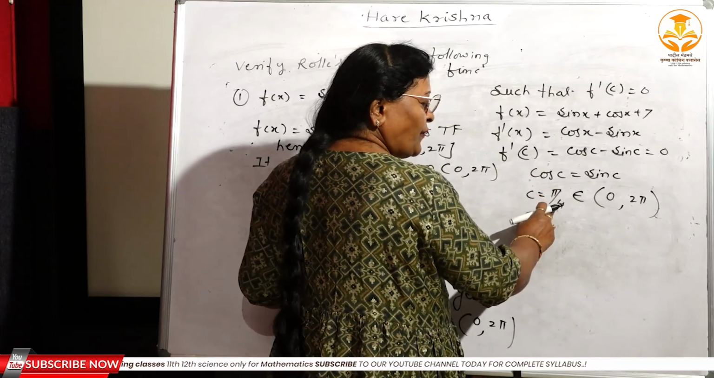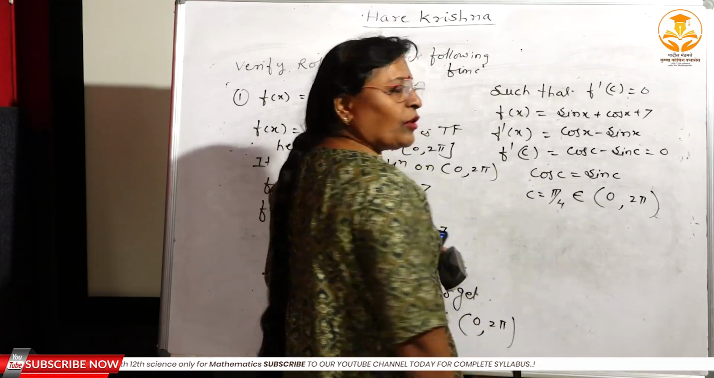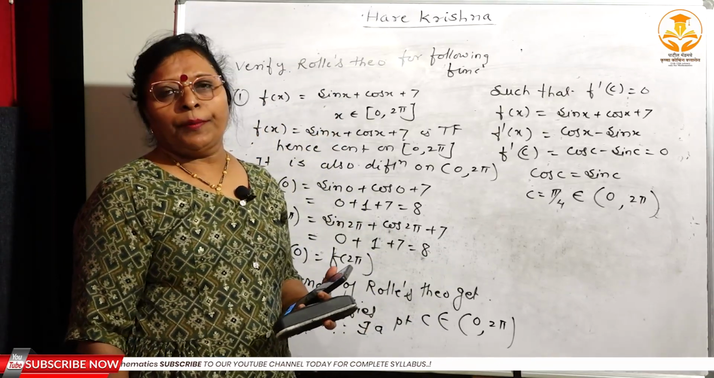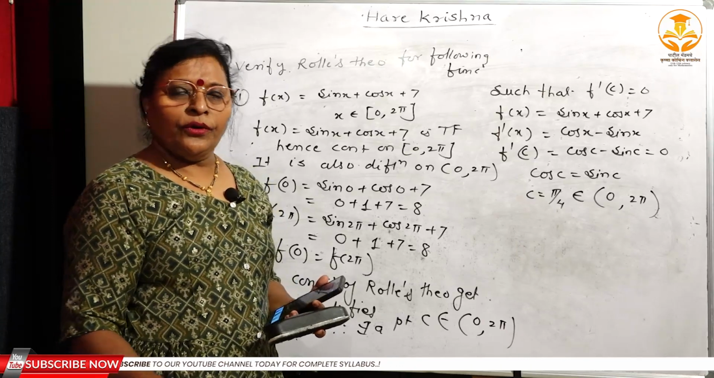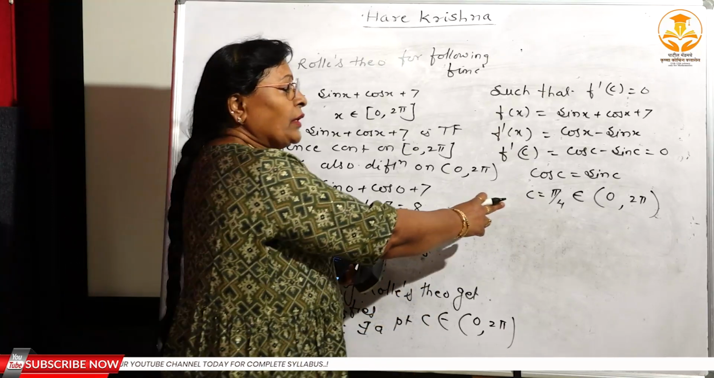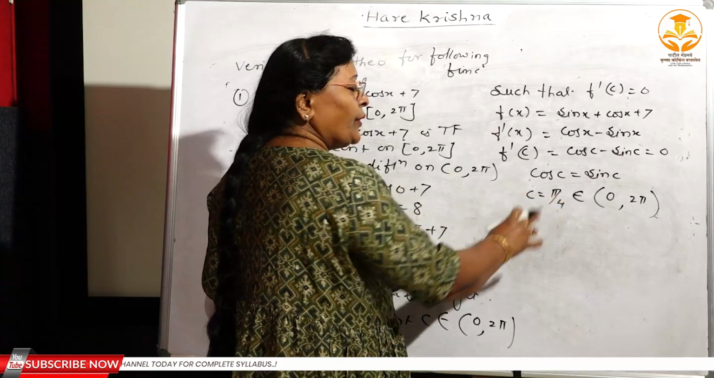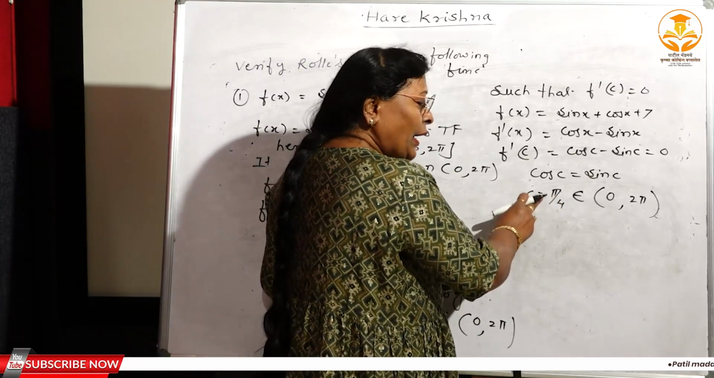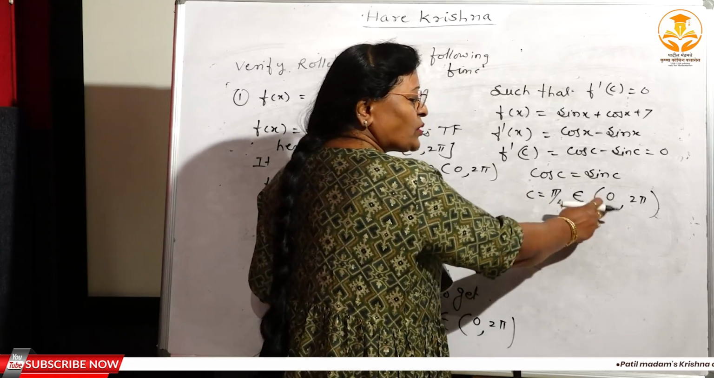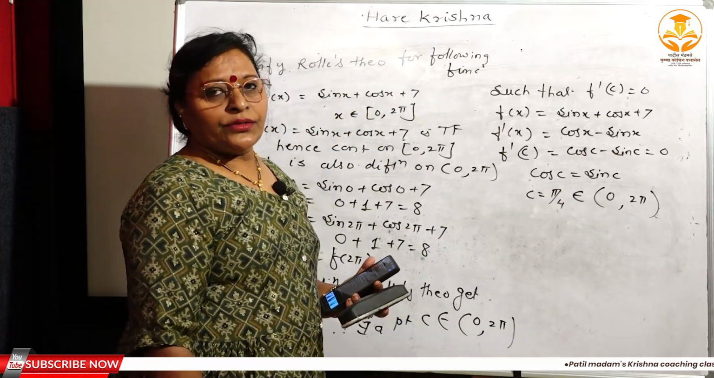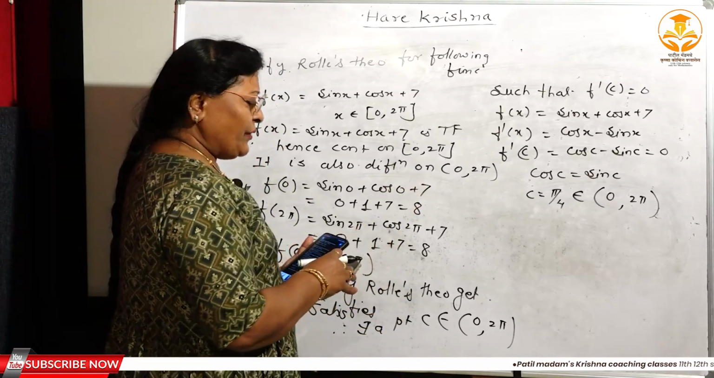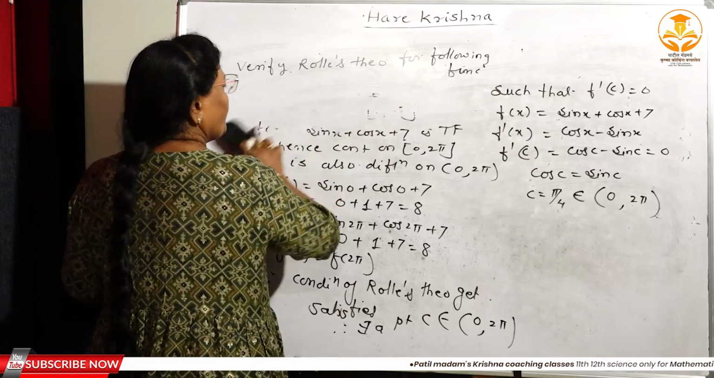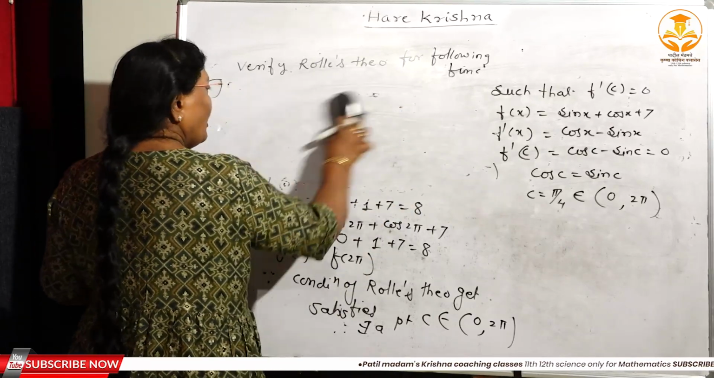Therefore, what is the value of c here? That is pi by 4, because cos pi by 4 is equal to sin pi by 4. What is the value of cos pi by 4? 1 by root 2. What is the value of sin pi by 4? 1 by root 2, isn't it? Therefore, c you have got as pi by 4, and it must belong to the open interval 0 to 2 pi. Whatever the interval they have given, it must be included in that interval, isn't it? So this is about the verification.